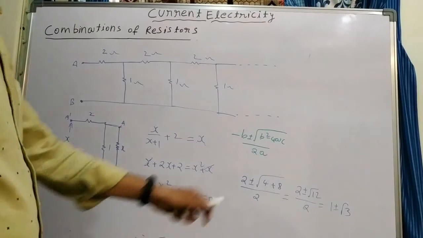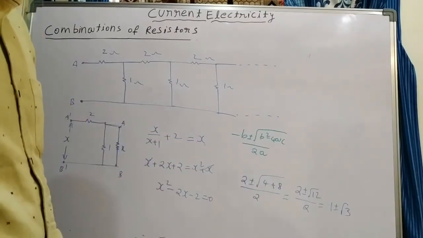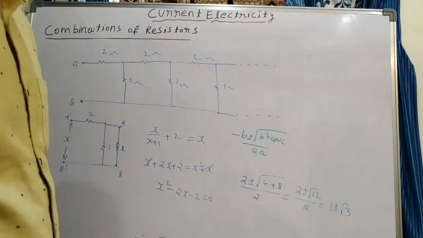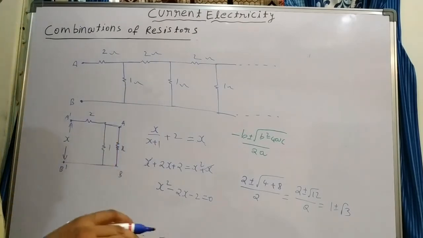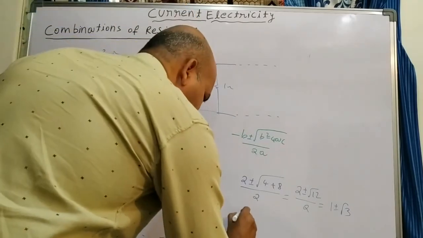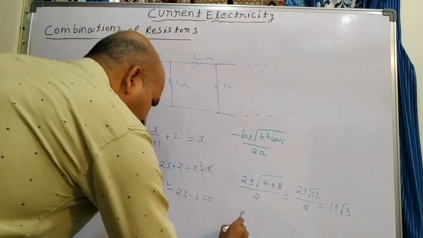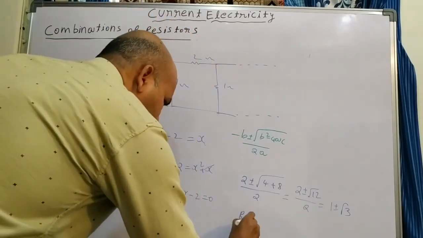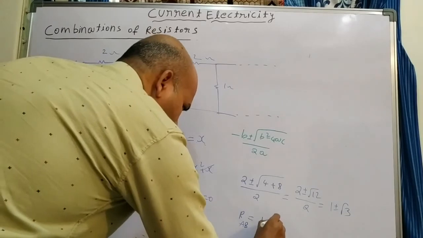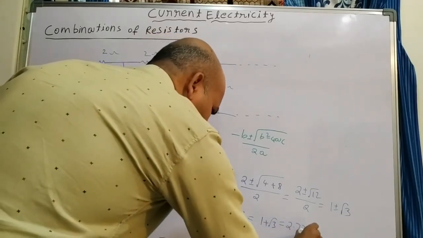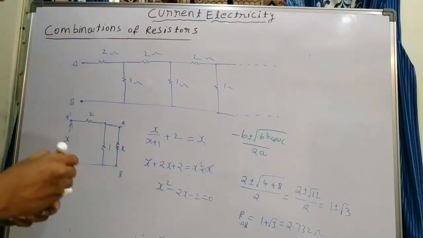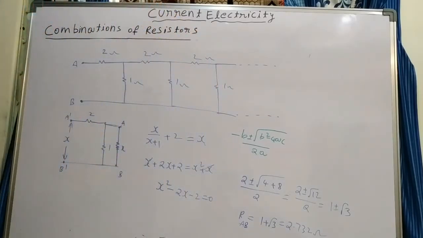One of the values we get is 1 plus root 3, the other is 1 minus root 3. But 1 minus root 3 is less than 0, which means we are getting a negative value. Resistance cannot be negative. So what is the answer? The resistance between the ends AB is equal to 1 plus root 3, that is 2.732 ohms.